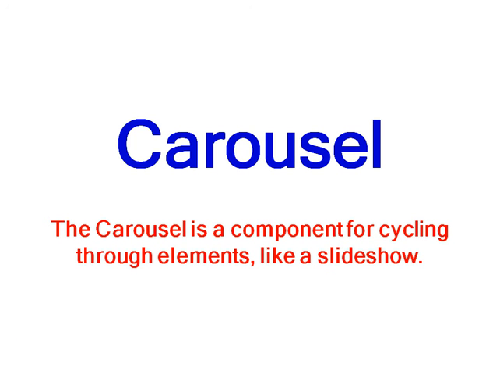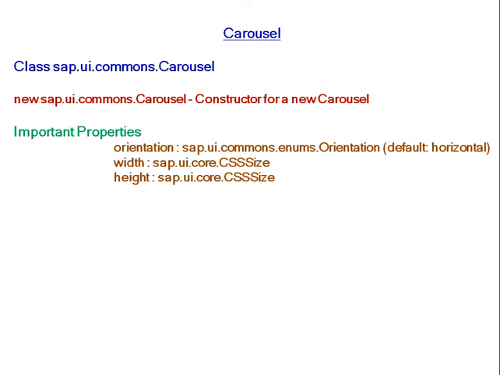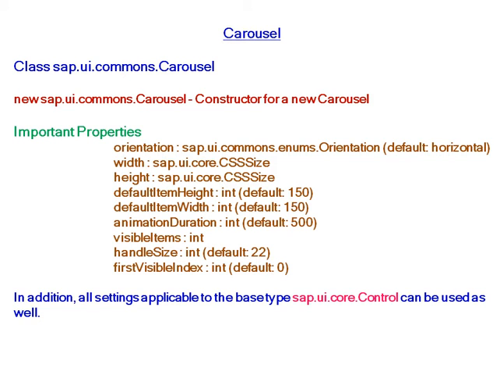SAPUI5 Carousel. The carousel is a component for cycling through elements like a slideshow. It belongs to the class sap.ui.commons.Carousel. To create a new carousel, the constructor is new sap.ui.commons.Carousel. Important properties are orientation, width, height, and so on.